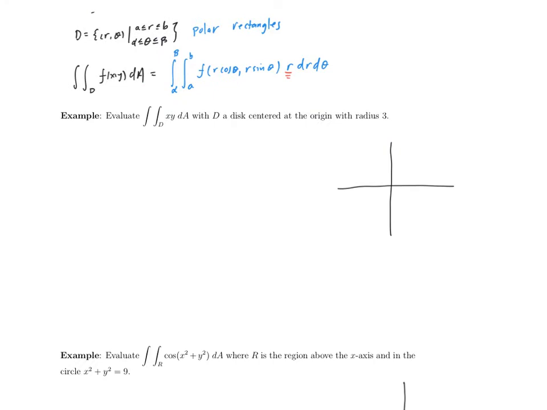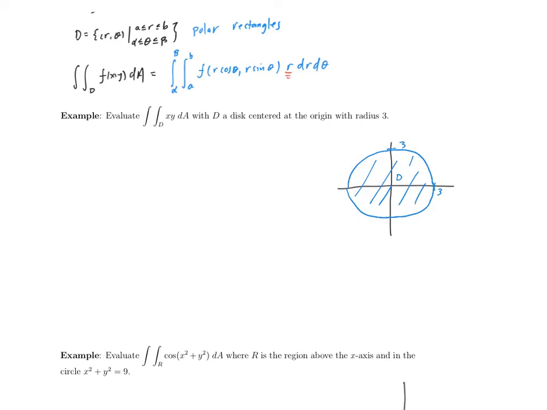For our first example, we will evaluate the double integral of the function xy over the set D, which is a disk centered at the origin with radius 3. As I've mentioned previously, I will always request that you sketch a picture of your region for integration, and in fact when it comes time for the exams I'll just make that part of the wording. So, a disk centered at the origin with radius 3. And note, this is the example that we started off with back in our previous video.